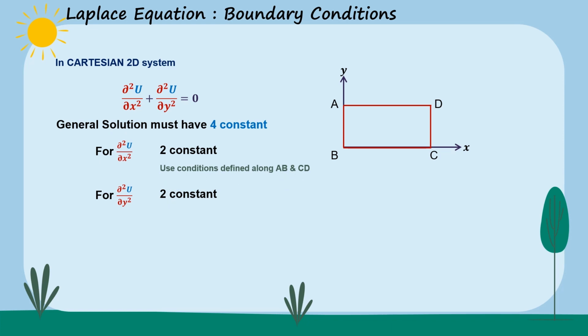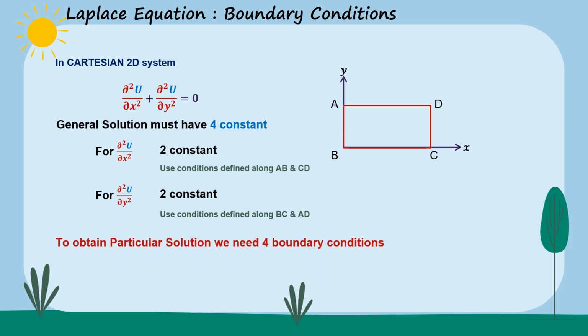And in the Y direction, if I need to find out, then we need to define the condition along BC and AB. Based on that only, we can solve any equation of this particular form, right? So that's the boundary condition in the Laplace equation in a 2D system, right?